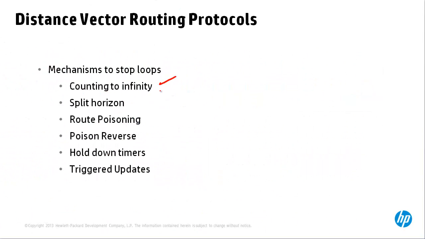So we've now discussed counting to infinity, split horizon, route poisoning, poison reverse, hold down timers, and triggered updates. These are mechanisms to stop loops in distance vector routing protocols. Once again, you don't necessarily need to configure all of these because they're built into the routing protocol. In some cases, you might want to disable split horizon. But generally, just by enabling RIP, you get these features.